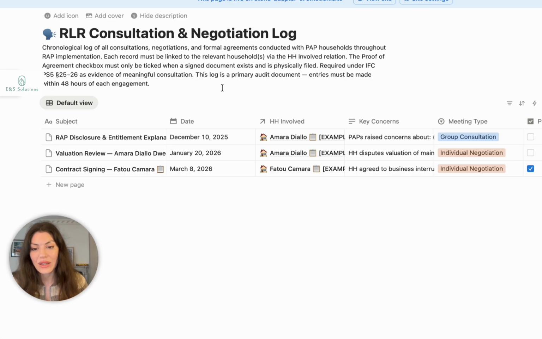This is exactly what a lender's environmental and social consultant wants to see during a site visit or their due diligence. Don't leave your resettlement data to chance. Secure your project's timeline with a system designed for institutional scrutiny.